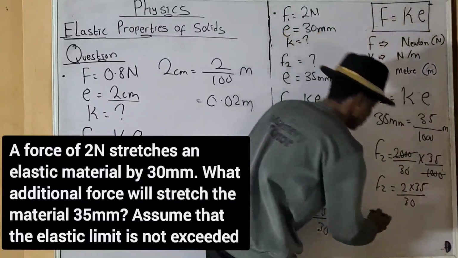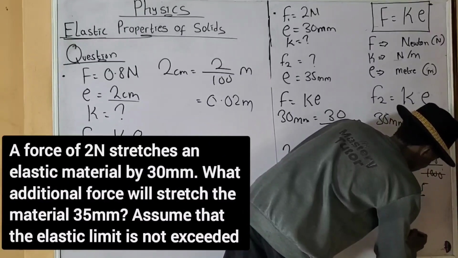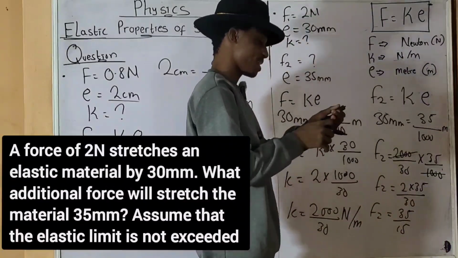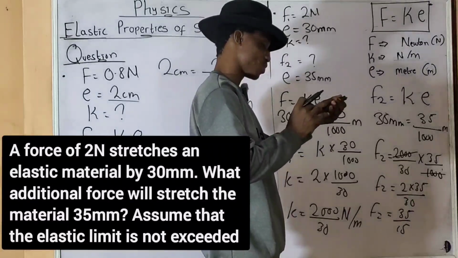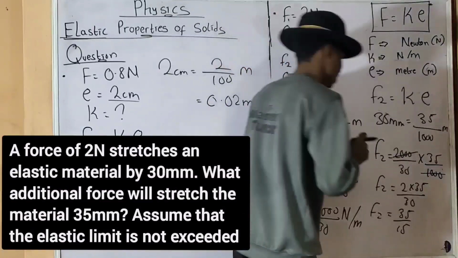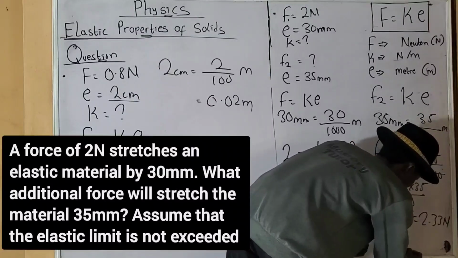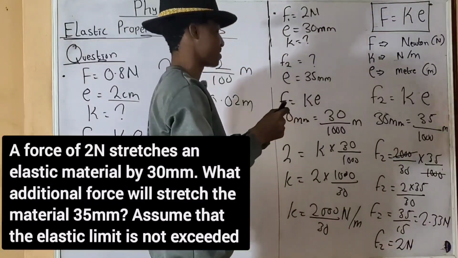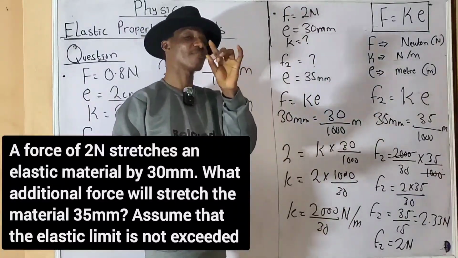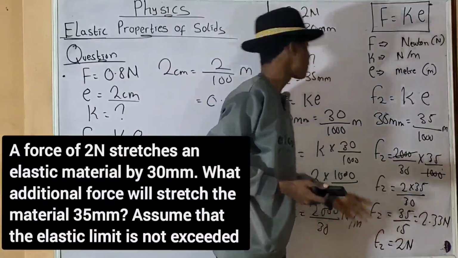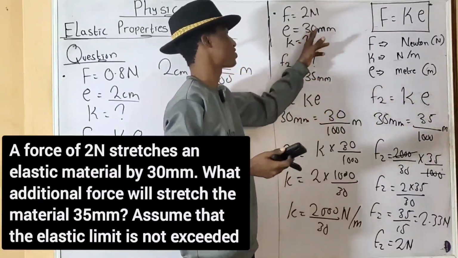Are you getting it? So F2 will be equals to 35 over 15. If you want it in fraction, you can put it like that. And if you want it in decimal, if you put your calculator, you're going to have 2.33 Newton. You understand? So that is 2.33 Newton. So whole number, that is 2 Newton. So the force is literally the same because you see the difference between 30 millimeter and 35 millimeter is 5 millimeter. So you can see that the force increases by 0.33. You understand? So the forces are closer because the extension is just little.